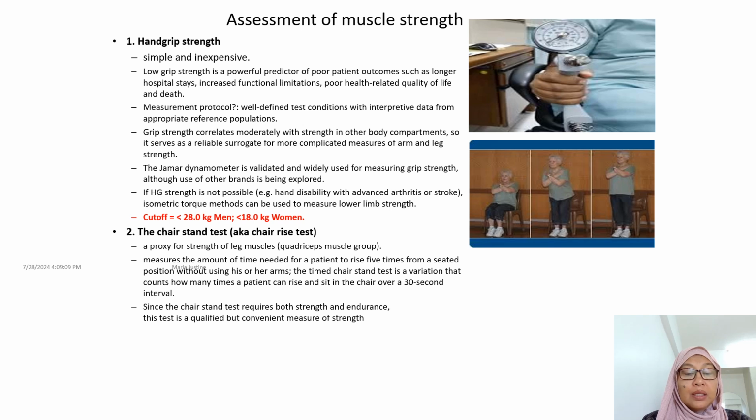Time how long it takes for the patient to stand up and sit down 5 times as quickly as possible. Alternately, count how many times the patient can stand and sit in 30 seconds. These tests provide a convenient measure of muscle strength and can be easily performed in a clinical setting.